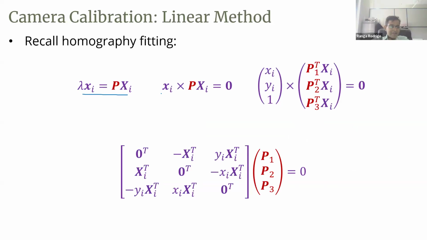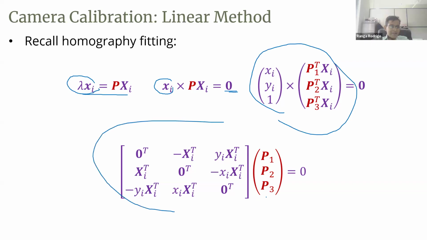Geometry we know here, and to get rid of this lambda, we can get the cross product here. So the cross product has been expanded here. Mathematics, I will not go through all of them. Then you have this particular equation. Then we need to find this P1, P2, P3.